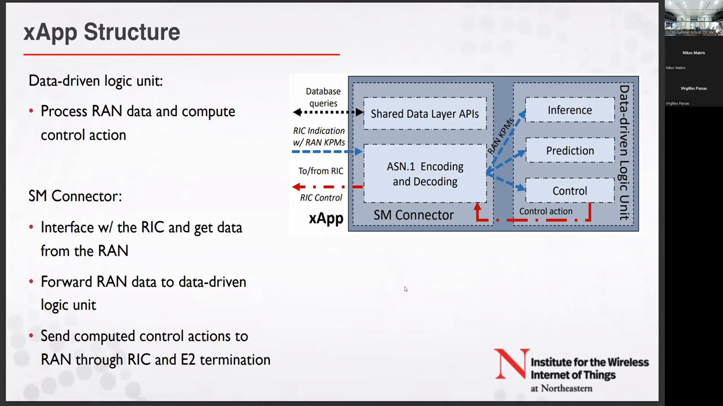Sitting on top of this is the shared data layer. So these are all the different APIs that are exposed. Either you want to do database queries to the Redis database, query RAN KPMs using the RIC, or provide control messages from the RIC back and forth to the XApp. So this is how it's set up if you want to develop your XApp.